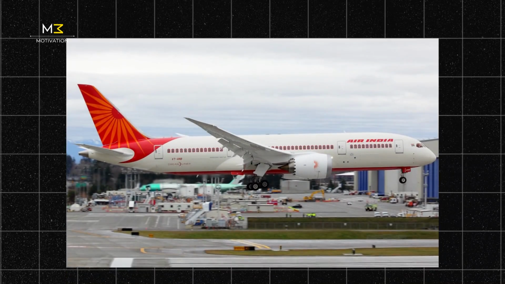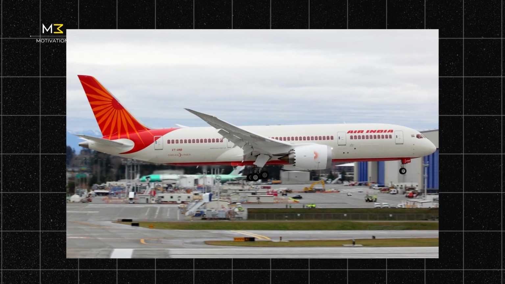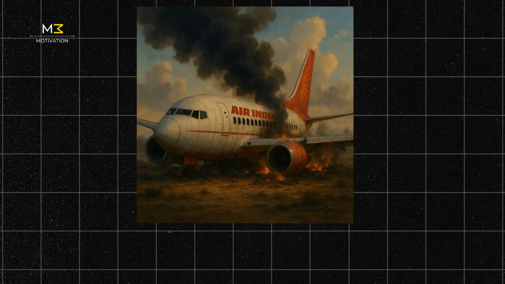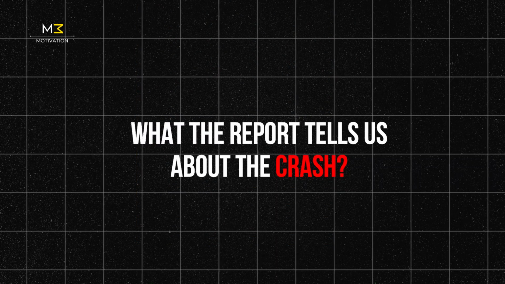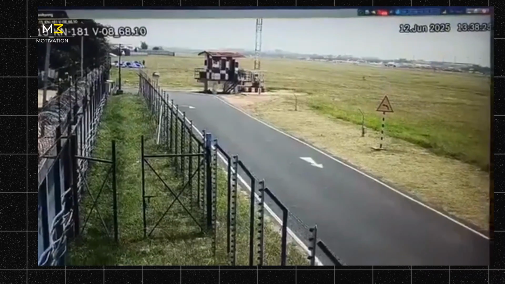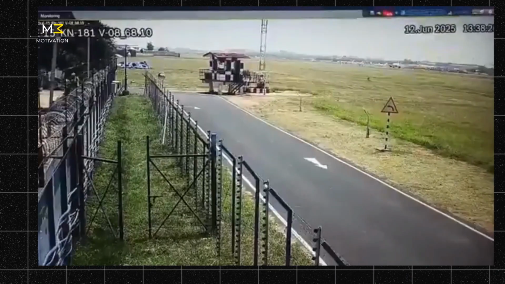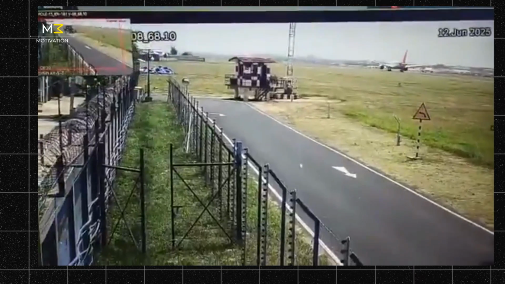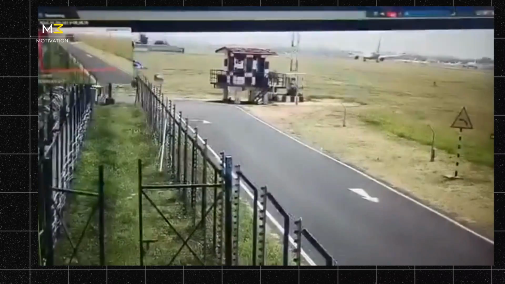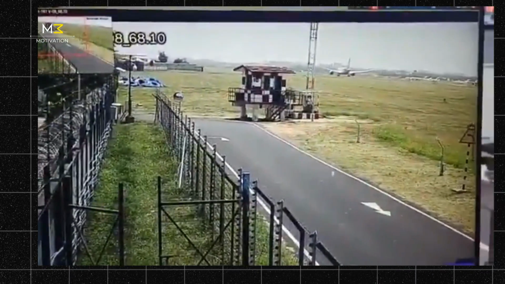And while it doesn't answer everything, what it does reveal is shocking and honestly hard to believe. Let's break it down. What the report tells us about the crash. According to the preliminary report, Flight 171 took off from Ahmedabad at 1:38 p.m. local time. The takeoff started normally, but within seconds, disaster struck.